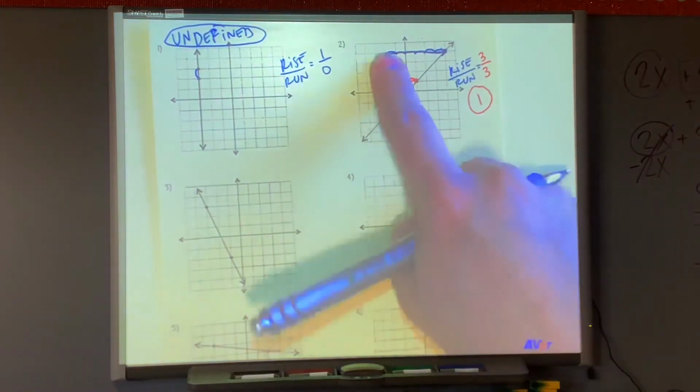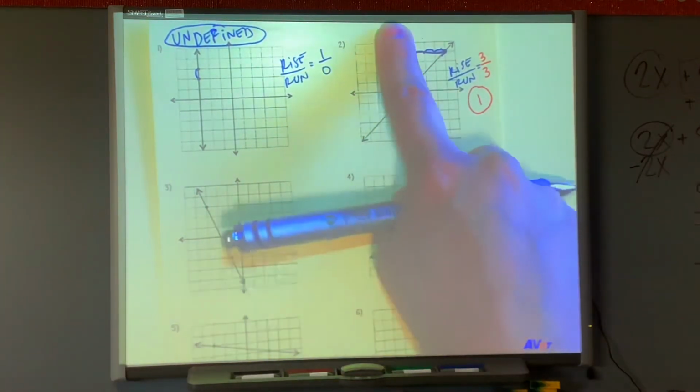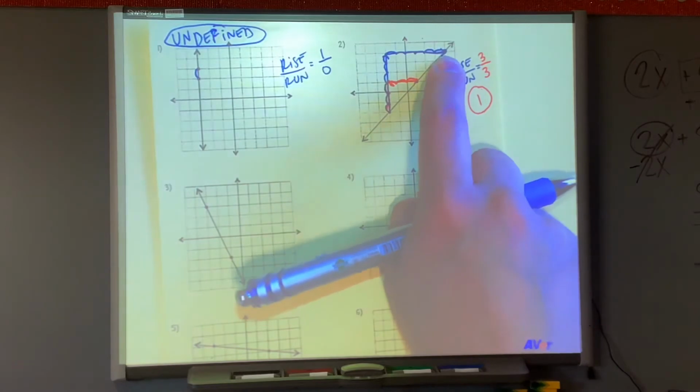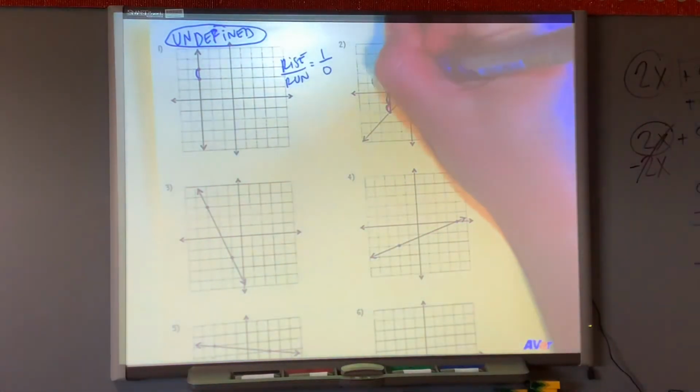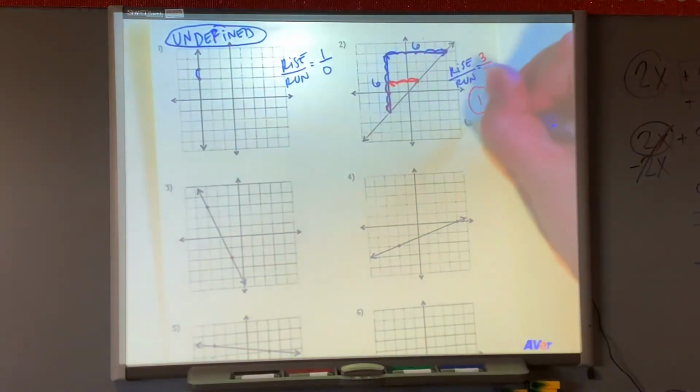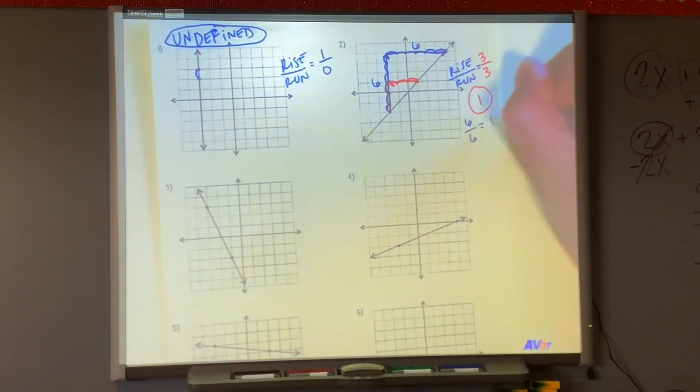Remember, you make a perfect corner. You do not go up any further than you need to and then come back down. Do not do that. That is not how you do slope. But I did say that I went up 6 and over 6. 6 divided by 6 equals 1. Same slope. Here's something even more interesting.